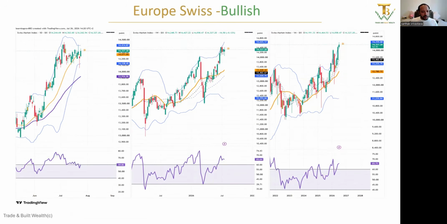Let's have a look at the Swiss one. Swiss is also at the all-time high. On weekly, there is a small consolidation, but it's still quite pretty strong. Daily, you can see the bands squeezing in. So there's a squeeze forming here. If it breaks on the other side, then it could become more bullish than the Spain market as well, but we have to wait and watch.